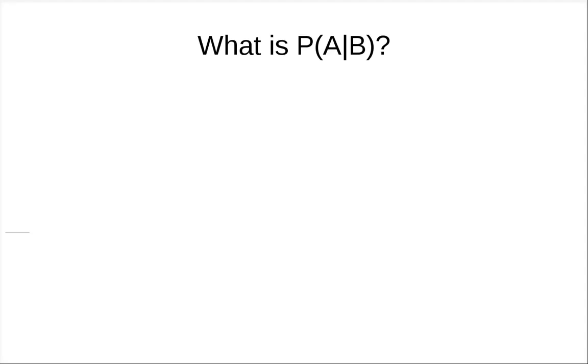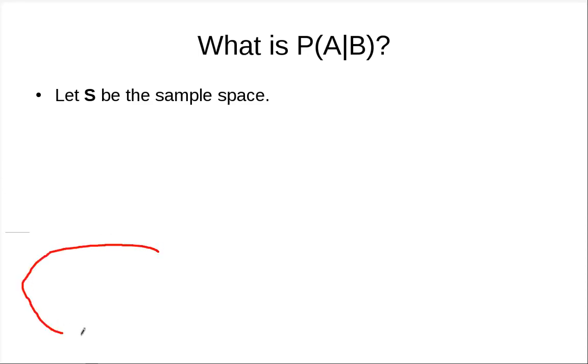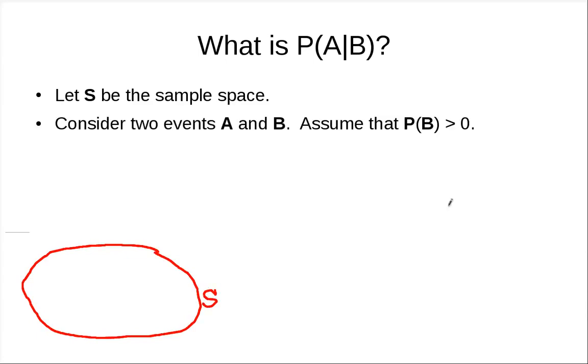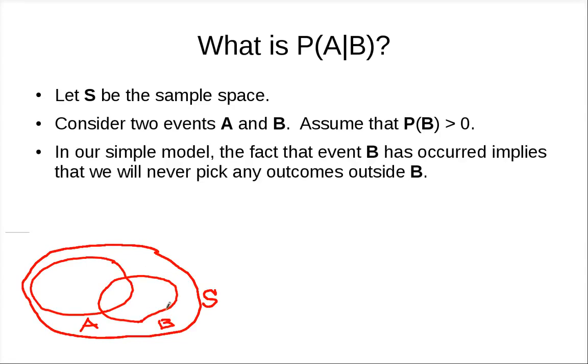So now, what is P(A given B)? We know that we have a sample space S. Okay, this is a sample space S. And we know that we have two events, A and B. This is A, and this is B, say. And we know that when we try to compute this, we only consider the case when B actually occurs.